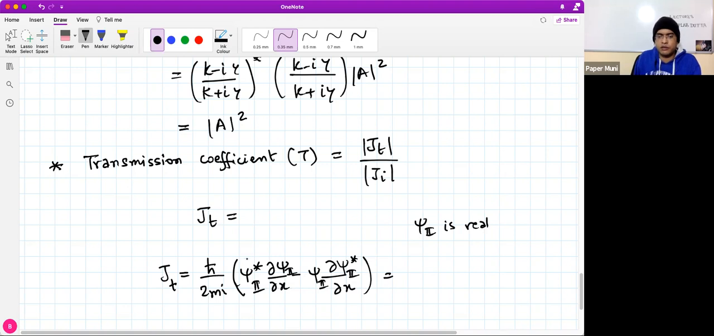So what happens to this? These two terms become the same. This is the same as this term. Both the terms become the same, which means that we have a zero answer. Now these two are the same because psi2 is real. So this becomes zero. Always remember that for a real wave function, the probability current density is zero.